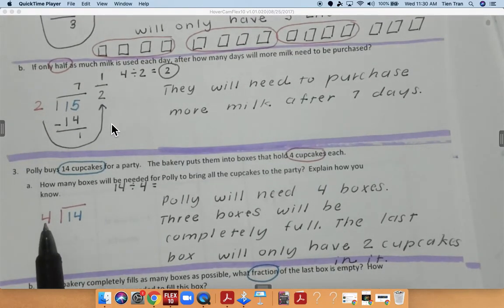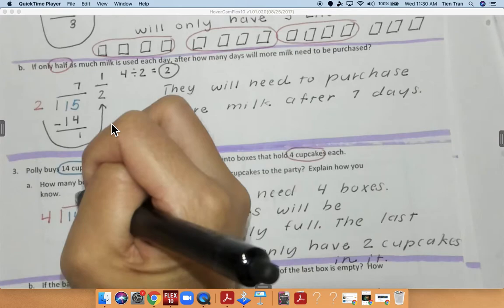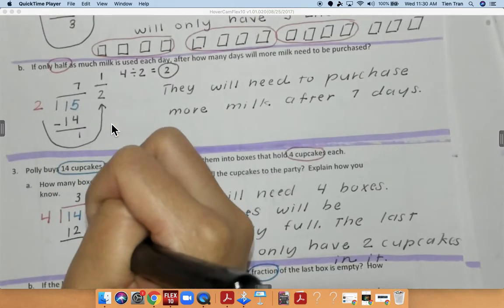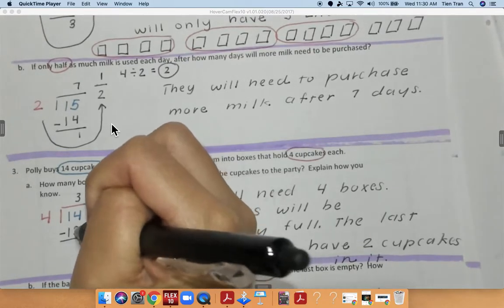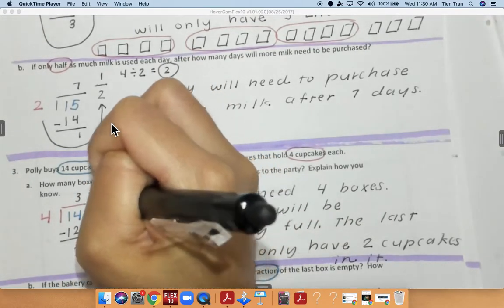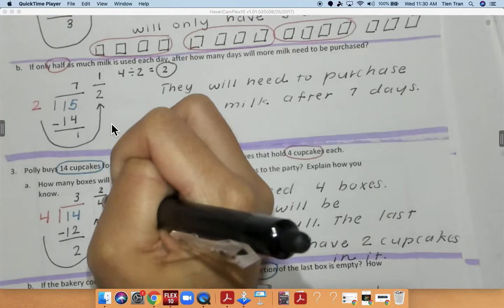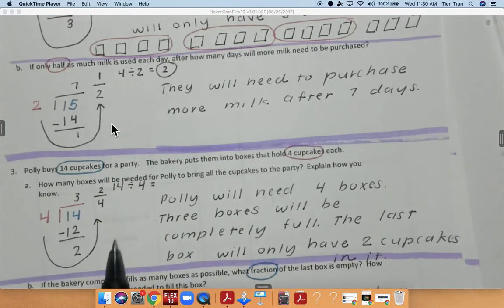So how many times can 4 go into 14? We know that 4 times 3 is equal to 12. So we're going to use 4 times 3. 14 minus 12 is equal to 2. And our denominator is equal to 4. So we have 3 and 2/4.